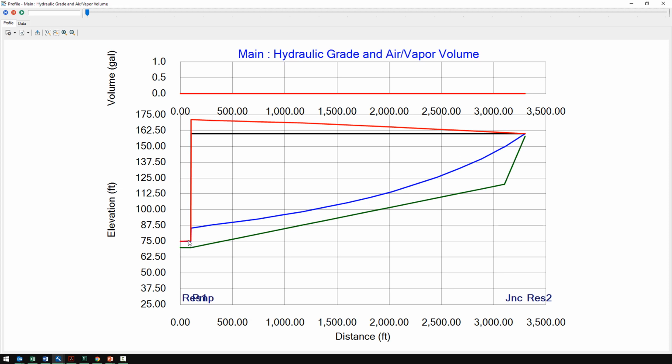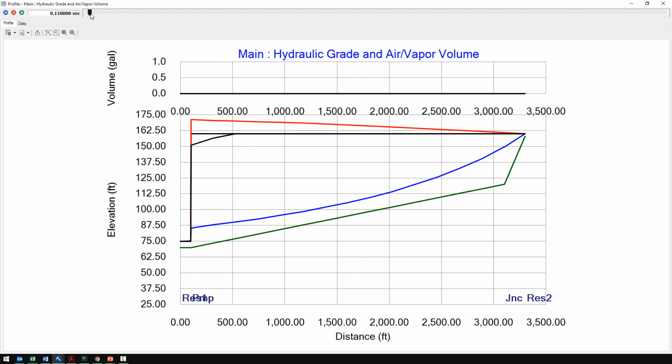So the pump is on the left side, and it's pumping up to a reservoir on the right. You can see that the black line here is our initial hydraulic grade, and the red line is the maximum head that occurs over the transient simulation, and the blue line is the minimum head that occurs. And we usually refer to the difference between these two as the transient envelope. So if you hear that term, that's what we're talking about.